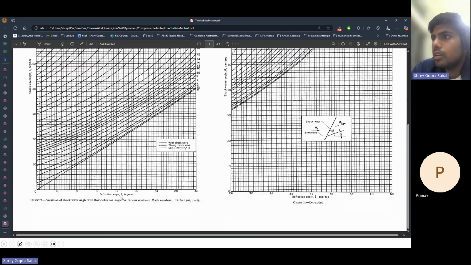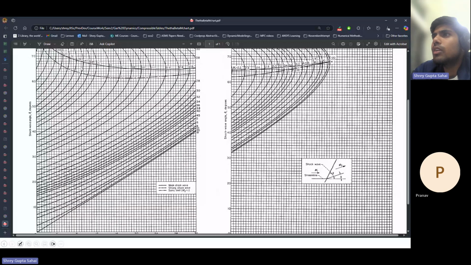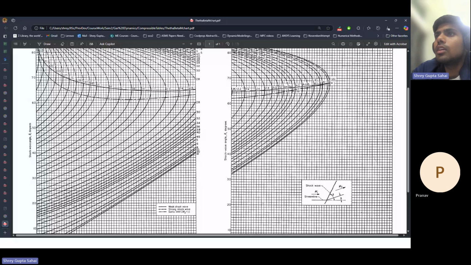So beta is the shock angle, and theta is the deflection angle. If I look at this, you can see my cursor. Yes, this is 1.44. It was not 40 degrees, it was 60 degrees. Yes, 60 is fine.